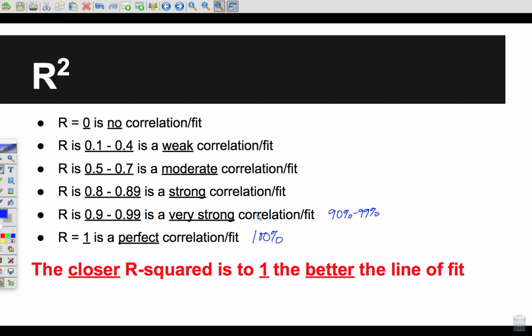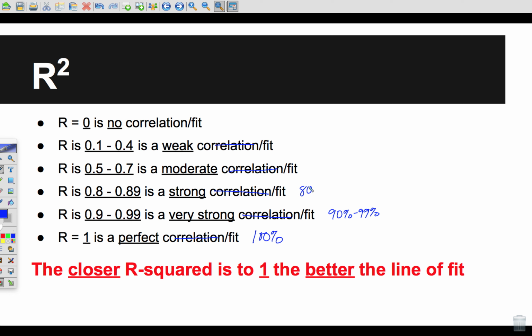We don't really want to use the word correlation because it's the coefficient of determination. So we're just going to use the word fit. Some of these values could apply to correlation, but then there's also the negative values too. So that's why it's there. But if we're talking about R-squared, I like using fit. So 90 to 99 is a very strong fit.